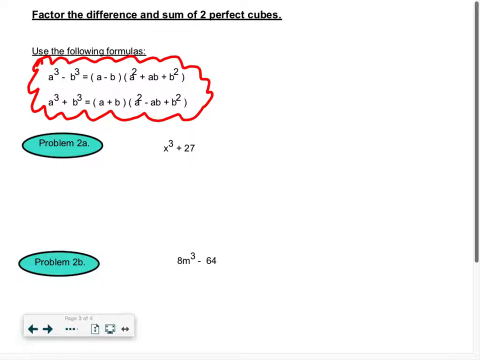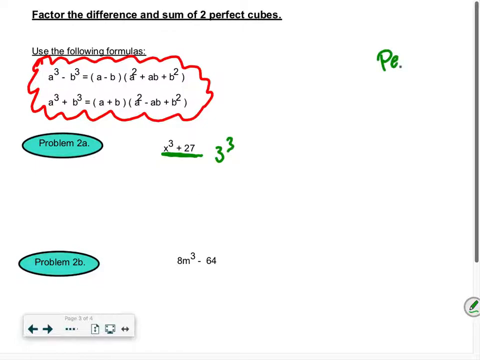What's important for you to remember is that you need to put your expressions in this form with something to the third power. You'll notice that our x is already to the third power, but I need to figure out what number to the third power is 27. In this case, 3 to the third power is 27.